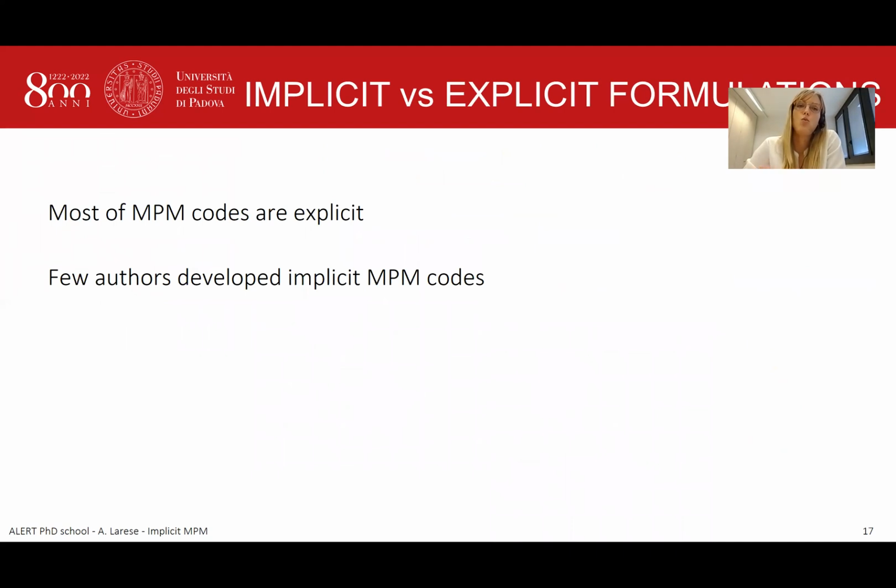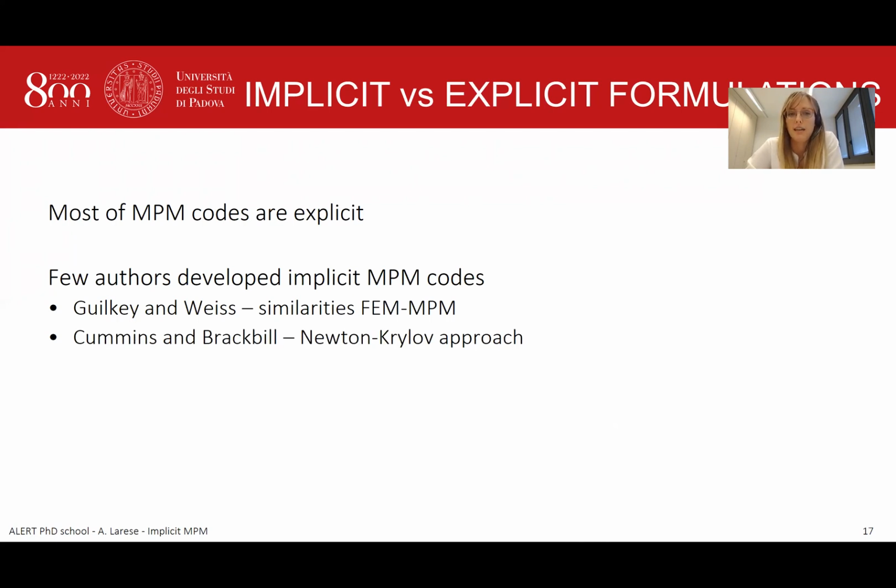Then there is a second word in my title which was important, that is implicit. Most MPM codes are explicit, especially in geomechanics. Anura3D is explicit, and except for the group of Durham University, Professor Kumar, most of the people are doing explicit codes. Guilkey and Weiss are those who developed something very similar to what we did. In the implicit version, Cummins and Brackbill proposed a Newton-Krylov approach for the use of implicit MPM.